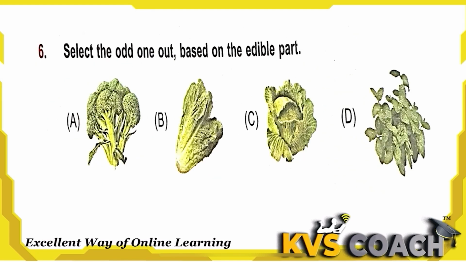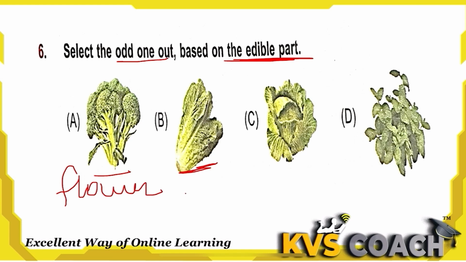Next question is, select the odd one out based on the edible part. So first one is broccoli. Broccoli is a flower of the plant. And the second one is lettuce.